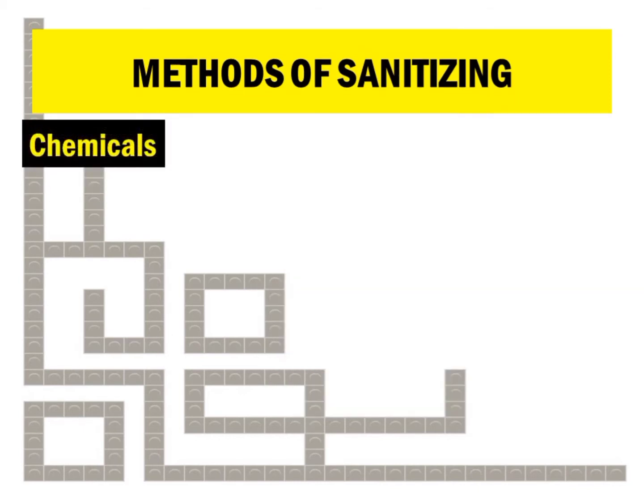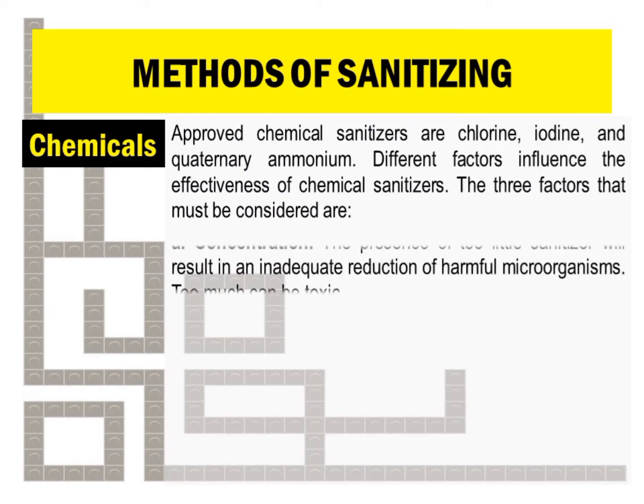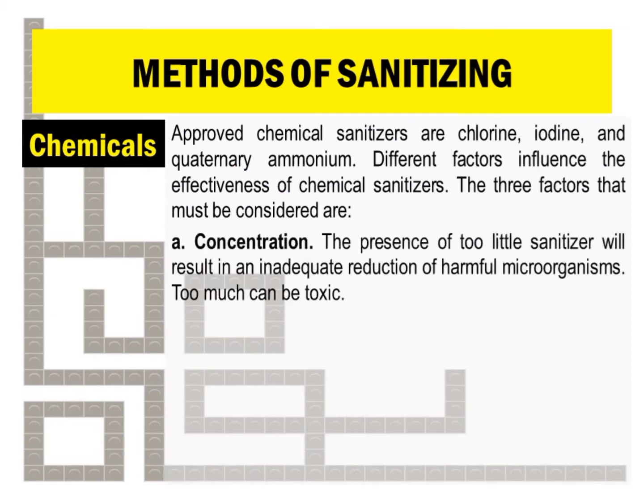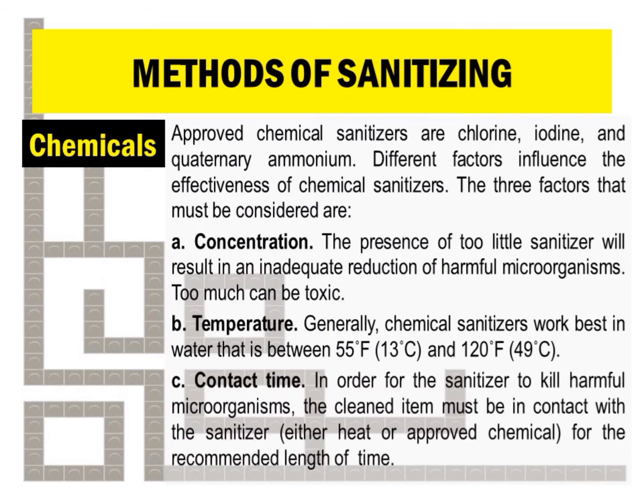Second, chemicals. Approved chemical sanitizers are chlorine, iodine, and quaternary ammonium. Different factors influence the effectiveness of chemical sanitizers. The three factors that must be considered are concentration, temperature, and contact time.